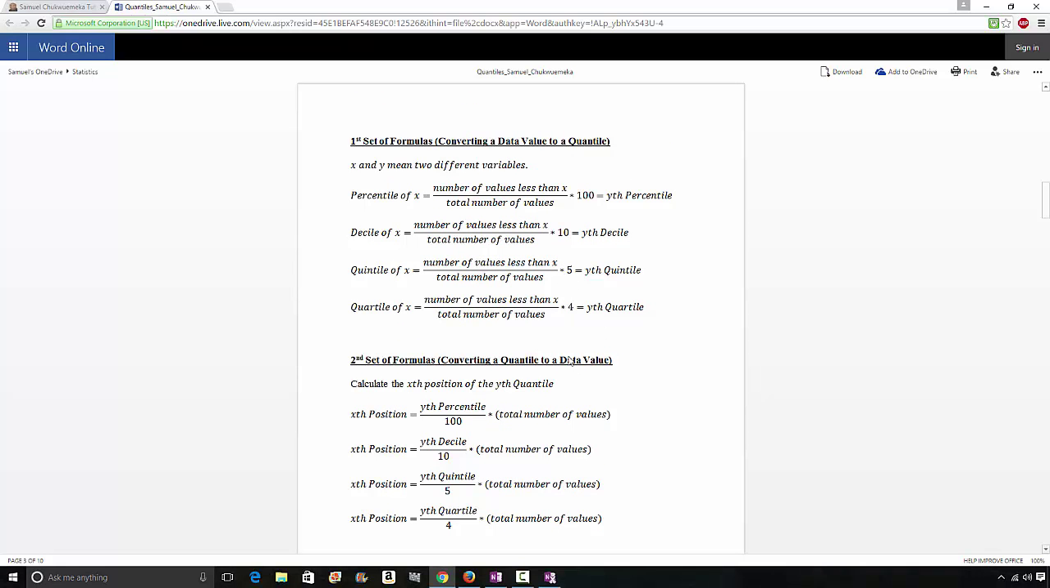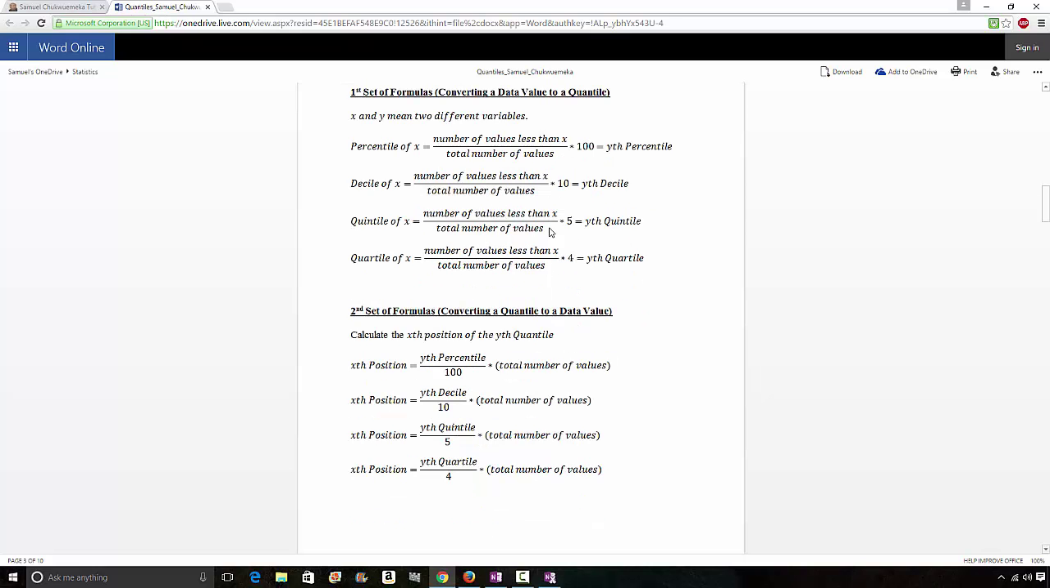It's basically the same formula, but just know this: when you want to convert a data value to a quantile, you multiply. Here, you basically divide. You multiply by 100 if it's percentile and by 10 if it's decile. But here you divide by 100 if it's percentile and by 10 if it's decile. Also, here you divide by the total number of values, whereas there you multiply by the total number of values.